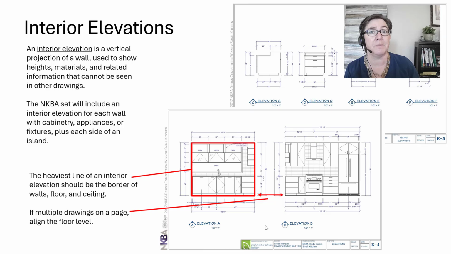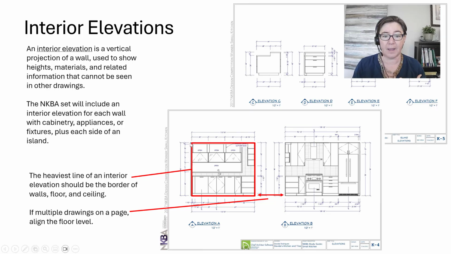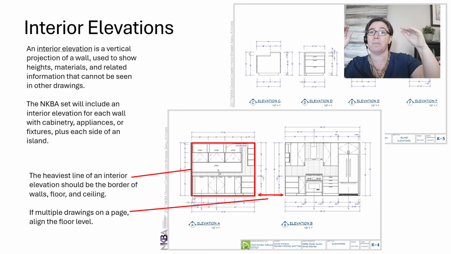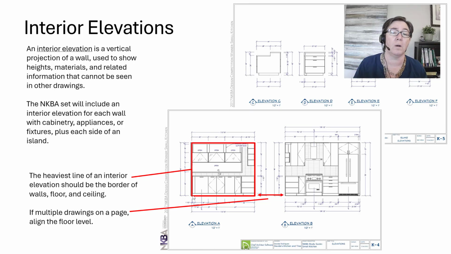Another really common mistake I see is interior elevations typically do not show any thickness or structure. We don't see the thickness of the walls. We don't see the construction of the floor or the ceiling. All right, it is just a single line outline, kind of skimming the edges of the walls, the ceiling, and the floor. And that outline should be the heaviest line on the page. It is a very heavy line weight. It's just a border, it's just an outline.